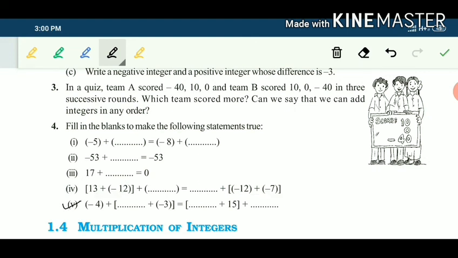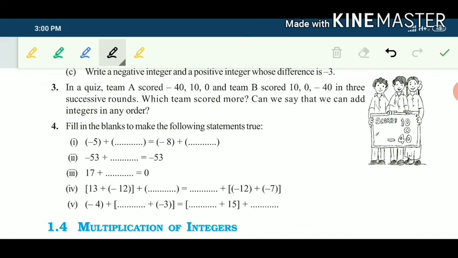Similarly, question number 5. Three integers are given, so it is also the associative property. On this side 15, here is a minus 4 and here is a minus 3.